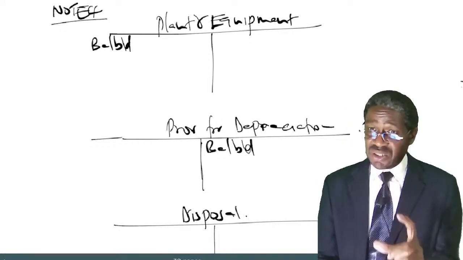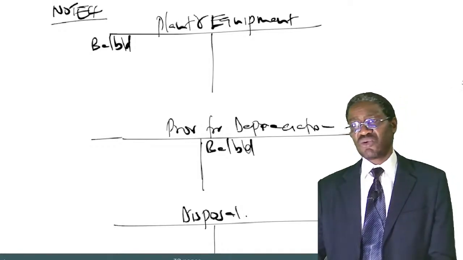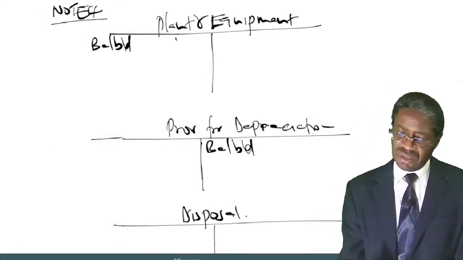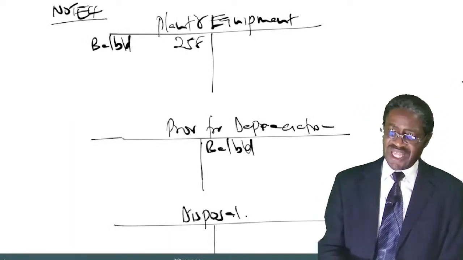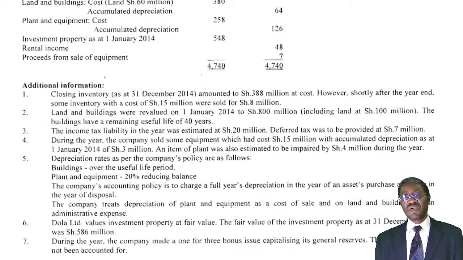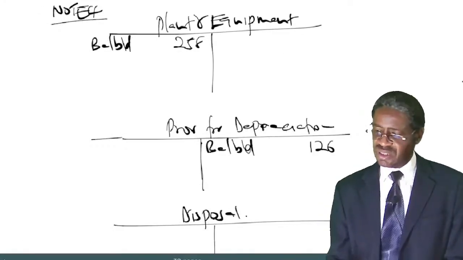So from the trial balance, what is the cost of the asset? That's what we want to pick. I can see from that trial balance, the cost is 258. Bring it down. That's 258. Then we go back, check what is the accumulated depreciation on that plant. From the same trial balance, I hope you can see up there, plant and equipment, accumulated depreciation is 126. Bring it down, 126. Good.